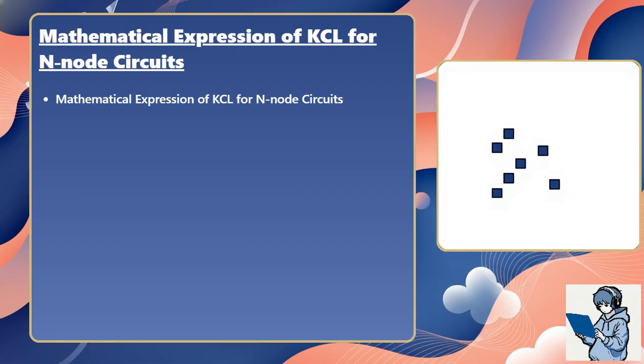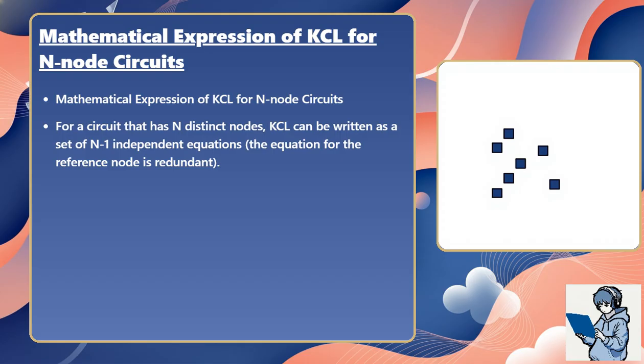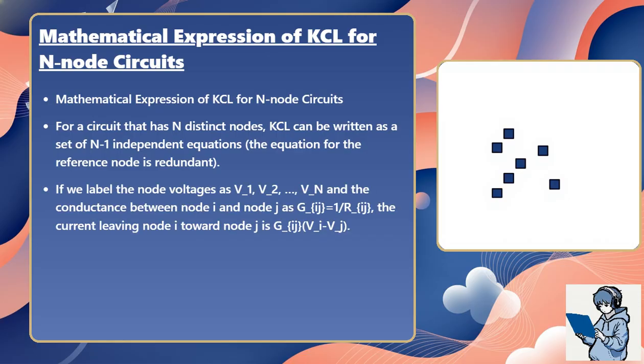Mathematical expression of KCL for n-node circuits. For a circuit that has n distinct nodes, KCL can be written as a set of n-1 independent equations. The equation for the reference node is redundant. If we label the node voltages as V1, V2, up to Vn, and the conductance between node i and node j as G sub ij equals 1 over R sub ij, the current leaving node i toward node j is G sub ij times (Vi minus Vj).